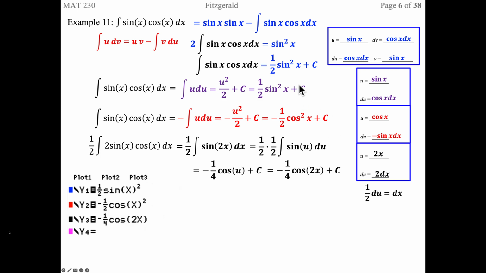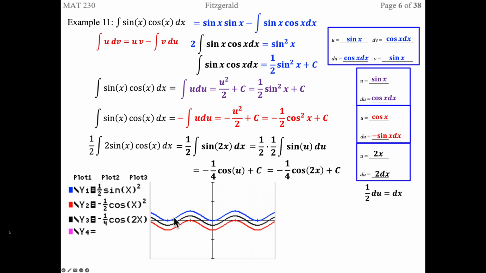So this one has 3. The blue and the purple were the same, the red and the black. So if I entered all of them into my calculator to graph them, notice I didn't put the plus c's on. When you do your trig graph, you'd have to do zoom 7 to get this graph. You'll notice here's the blue curve. The black curve is my negative 1/4 cosine of 2x. And there's my red curve, negative 1/2 cosine squared of x. They're all similar to each other.